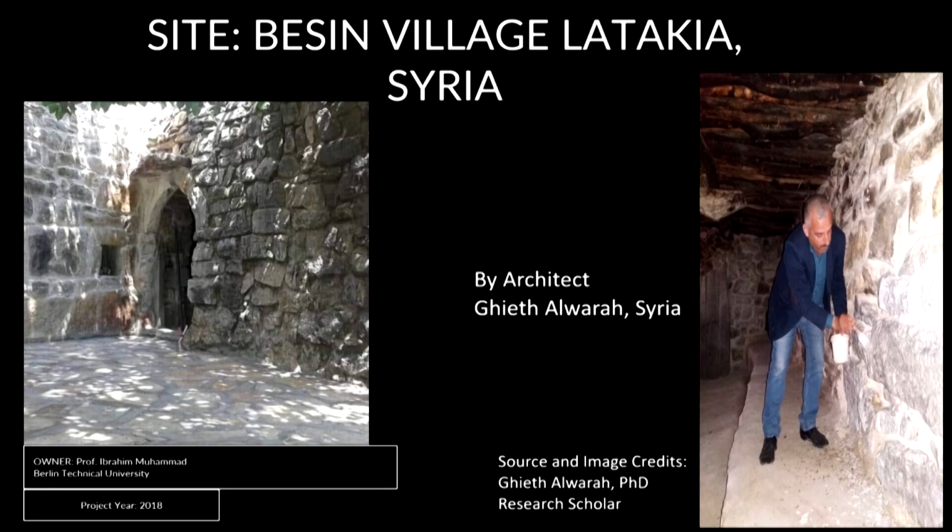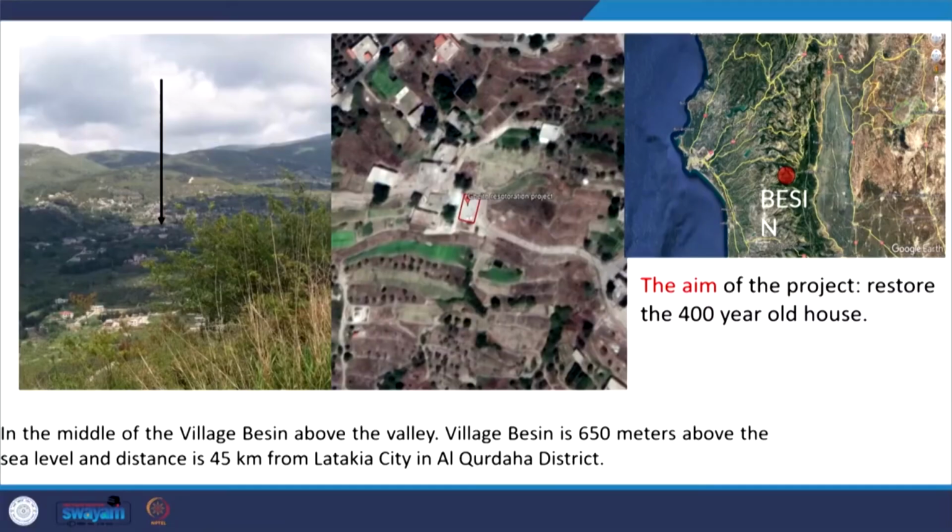In the same conservation subject, I would like to show you a case of restoring a small house in Syria. The Syrian architect Geth Al-Havra is currently a PhD scholar at the Indian Institute of Technology in the Civic Design Lab. I'm trying to show one of his works, how he restored a dilapidated stone building in Bessin village in Latakia Governorate. It is in the middle of the village of Bessin, about 650 meters above sea level and about 45 kilometers from Latakia, in Al-Kurdaha district.